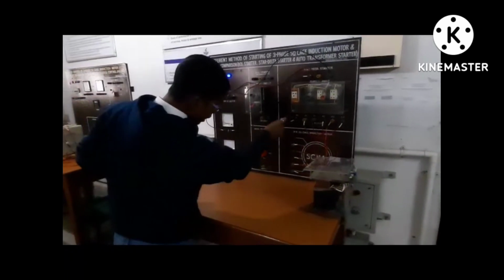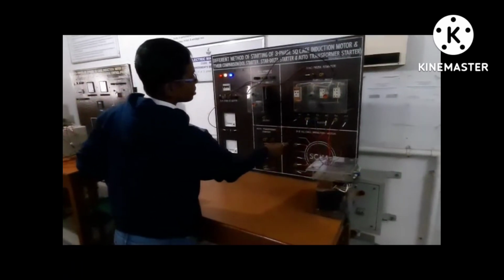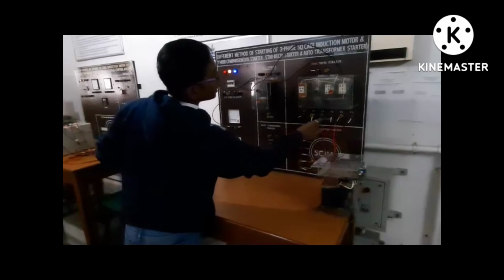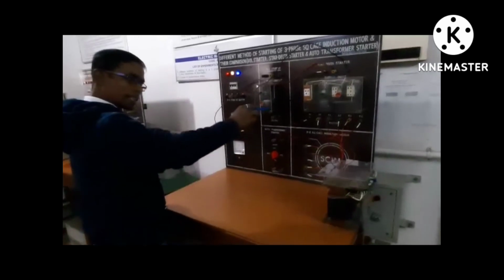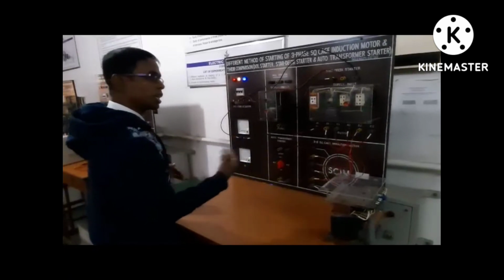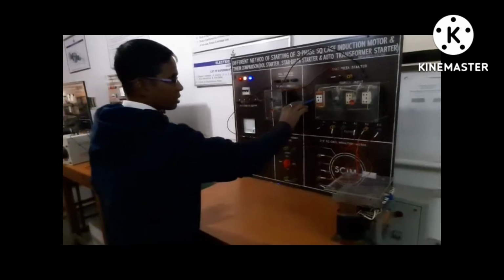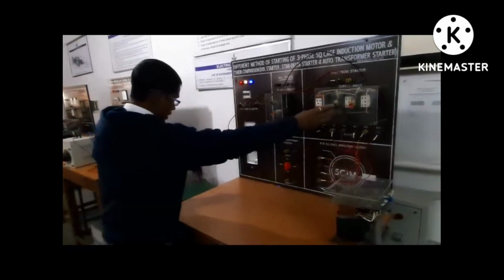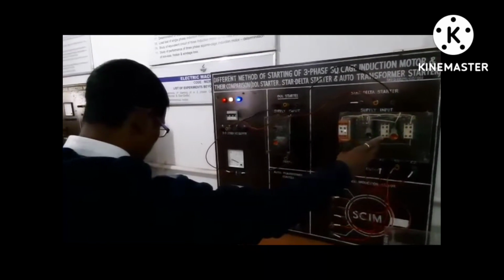Here A1, B1, C1, A2, B2, C2 are the 6 terminals of the motor. A1 is connected to A1, B1 to B1, C1 to C1, A2 to A2, B2 to B2, C2 to C2. Let's connect it this way. Automatically it will first start like a star. After 2 seconds it will run like a delta. The star to delta conversion depends on this function. Now start. See the current. Now switch off.